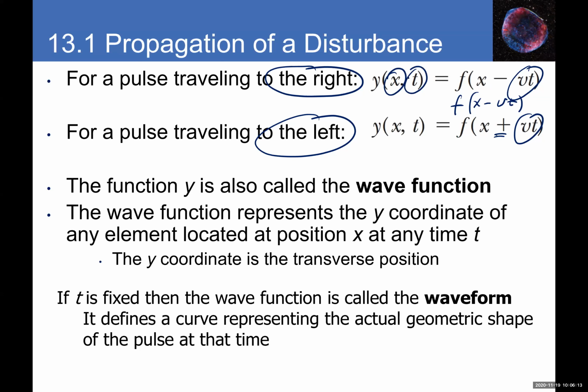That means vertical position basically depends on two variables in this particular case. So the y coordinate is the transverse position of the element itself. Now, if t is fixed, then the wave function is called the waveform. It defines a curve representing the actual geometric shape of the string at that time. So that's something like that in terms of drawing it.